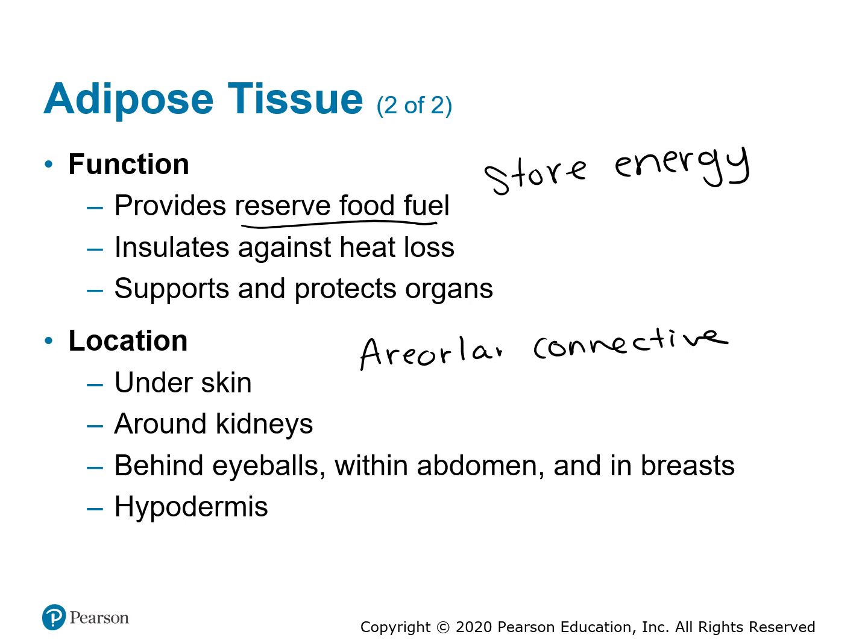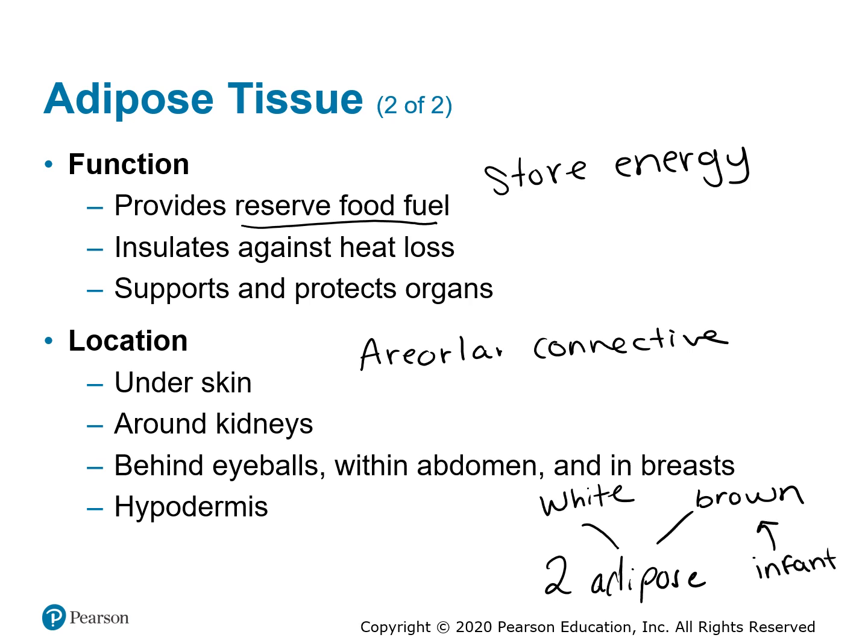There are two different types of fat cells, or fat tissue, or adipose tissue. There are white fat cells and brown fat cells, but you mainly only see brown fat cells in infants.